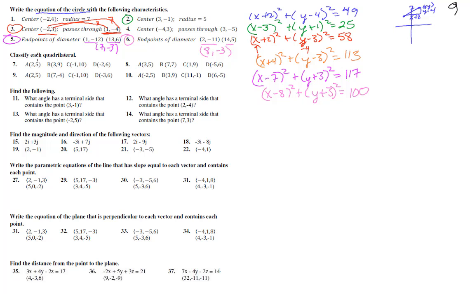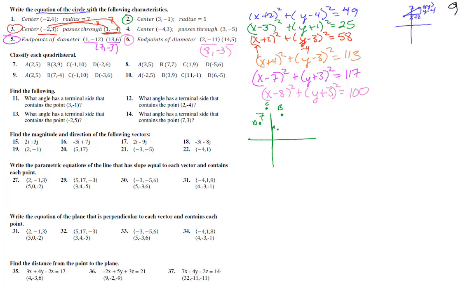Classify each quadrilateral. We're going to need to draw these. So number 7 down here. Okay, so we have A at (2, 5). Now I'm going to try to measure these as good as I can, but I might be a little off. B is (3, 9), so it's right here. So this is A, this is B. C is (-1, 10), so it's like up here. And D is (-2, 6). So this is C and this is D.